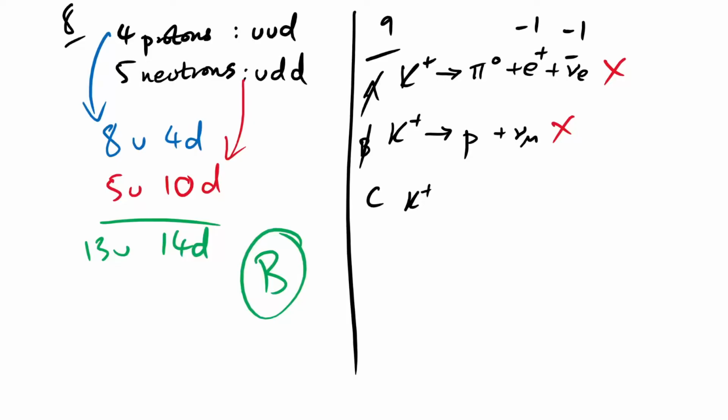K plus. This looks pretty good, I have to be honest. Oh no, it doesn't. We have +1 charge going to +1 plus +1. So therefore, charge is not conserved. So it must be D.